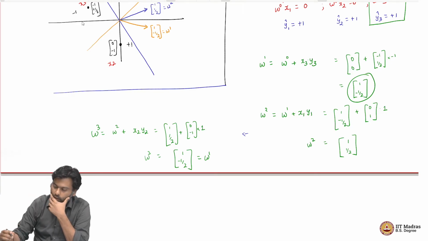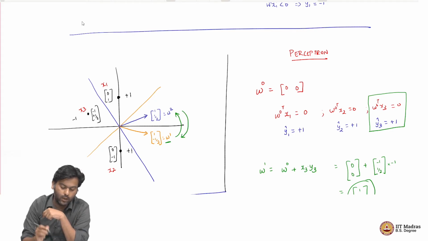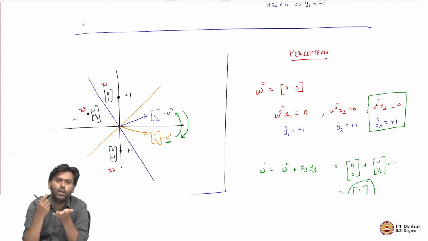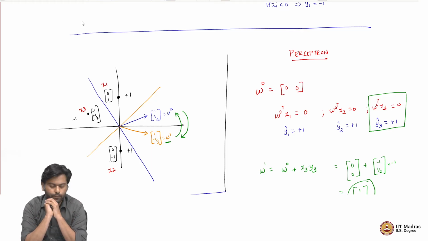So what is happening now is that we were at w0, which is 0 0, from which we got w1, and we went to w2, and now again we are coming back to w1. We know that both w1 and w2 are not optimal for this data set, since each makes one mistake. What will happen is you will keep switching between w1 and w2 and the algorithm will never converge.